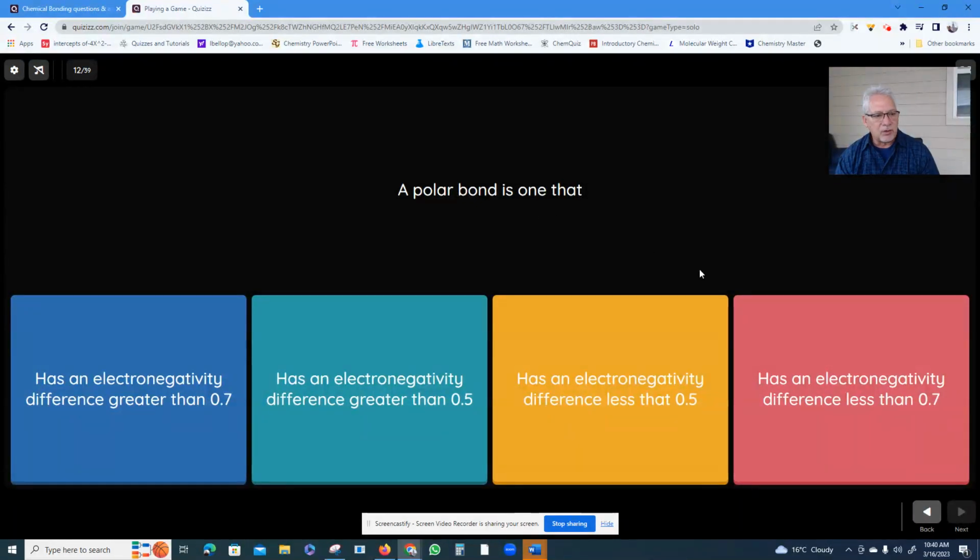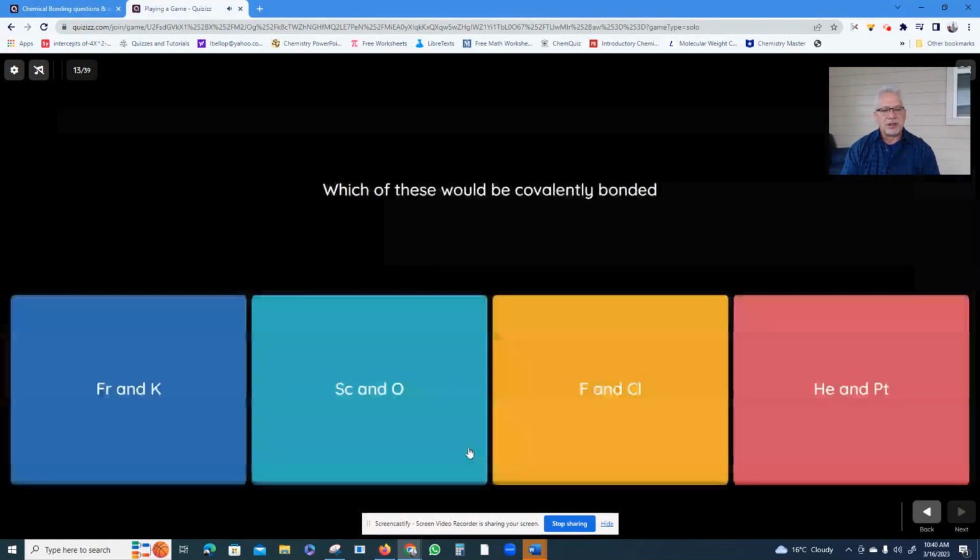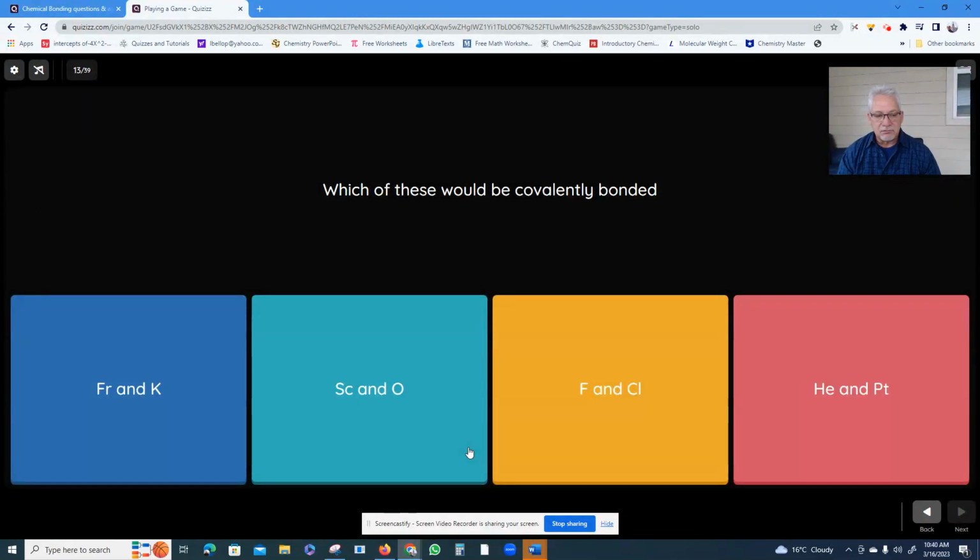A polar bond is one that has an electronegativity difference greater than 0.7. I will say the bigger the difference in electronegativity, the more polar it will be. So I will select the first one because it's greater than 0.7, because this one says less than 0.7. Oops, has a difference greater than 0.5. My bad. Greater than 0.5. 0.5 will be enough.